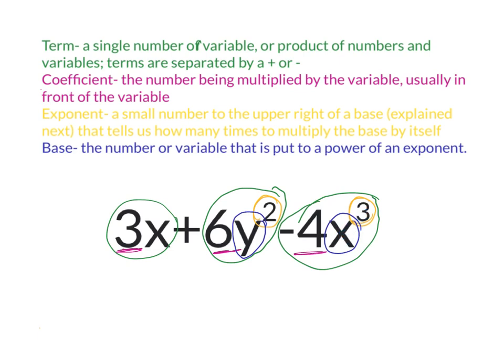So another way that I could write this middle term is 6 times y, and minus 4 times x, times x, times x. So notice I'm not adding or subtracting within these terms here. That's only happening between them. So now we have some common vocabulary to move forward with. Let's take a look at some like and unlike terms.